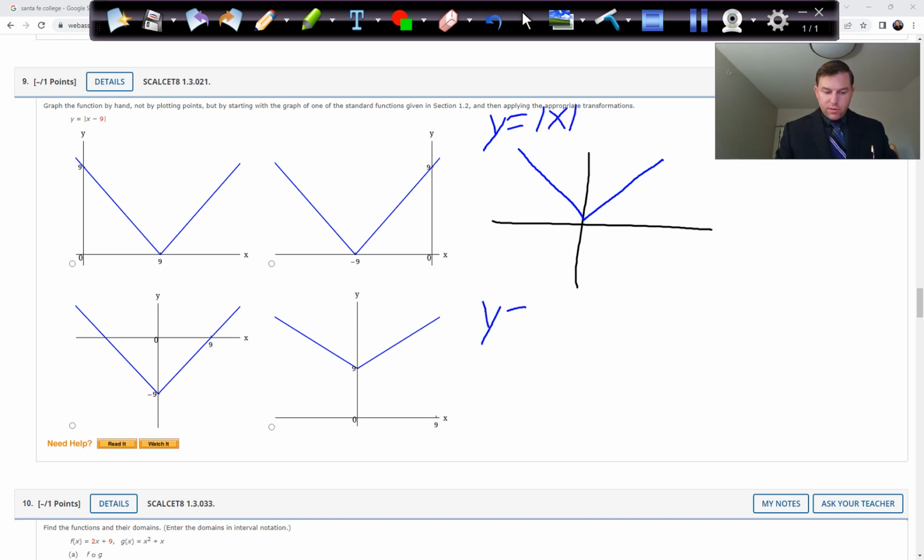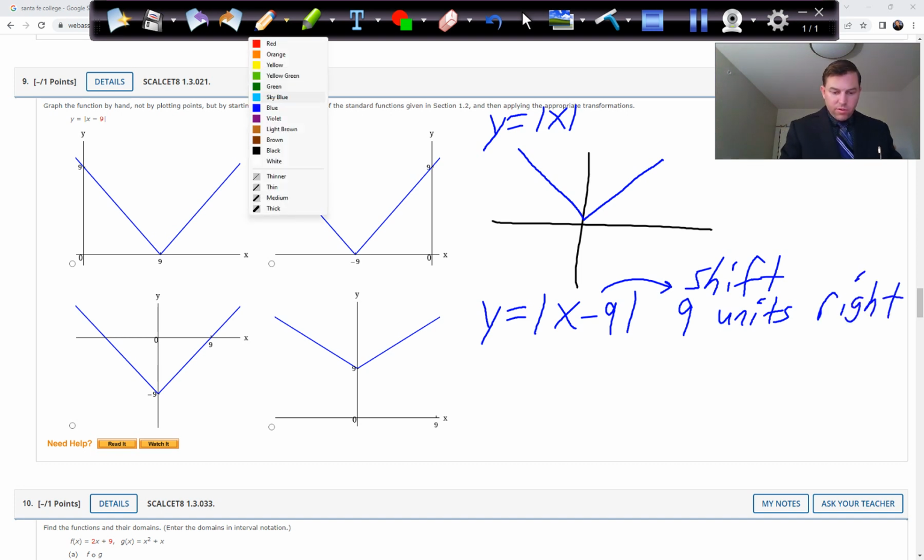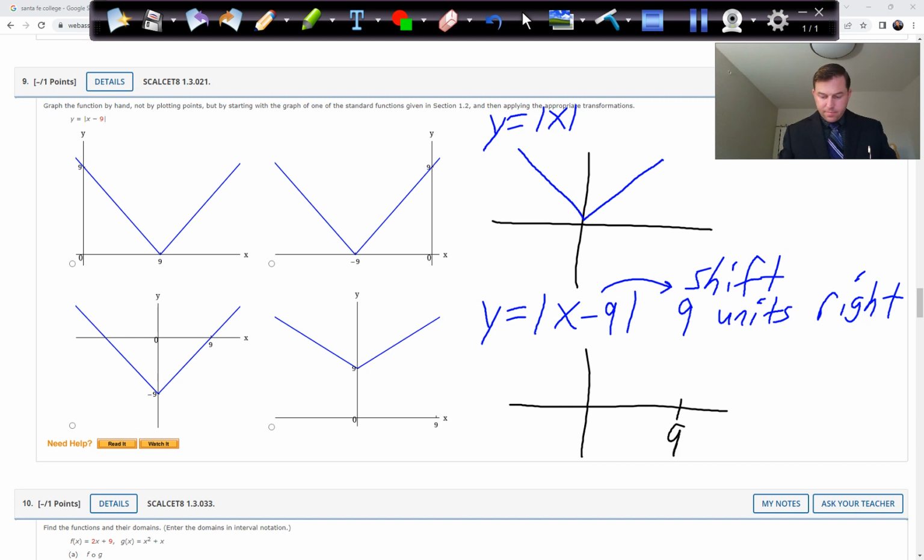Now what happens when you plug a number in here is this is just going to shift that curve on top 9 units, and it's counterintuitive, to the right. So the new 0 point is not at the origin. The new 0 point is at +9. So it's still going to look like a V, but it's going to come down to 9 and then go up like that. So the only one that makes sense is the first one.